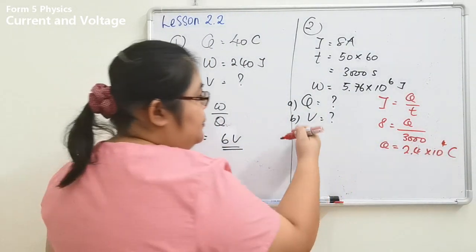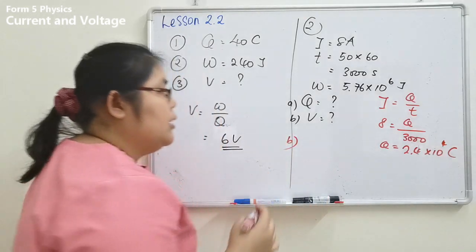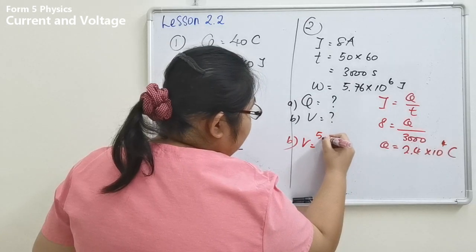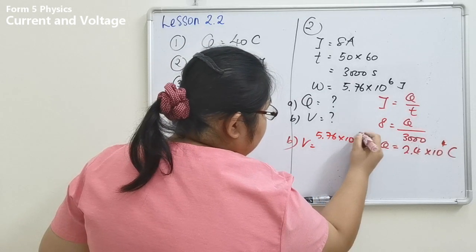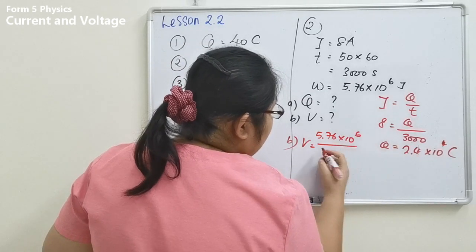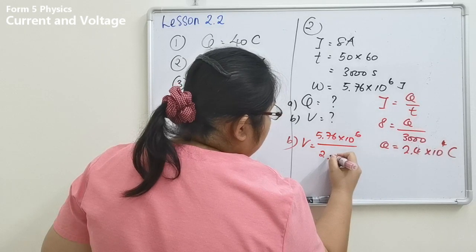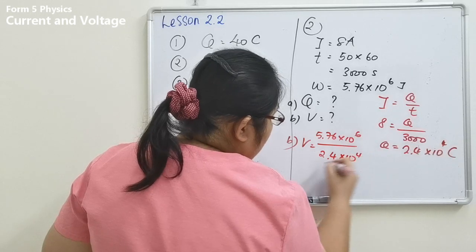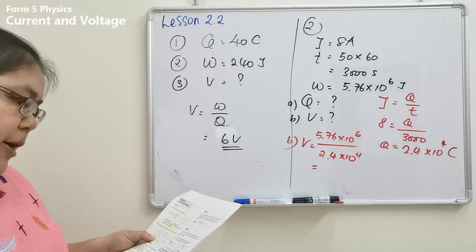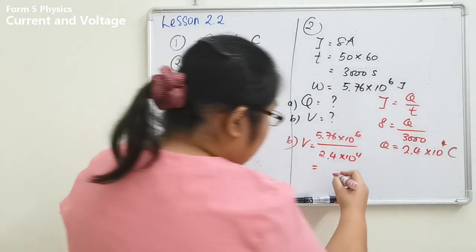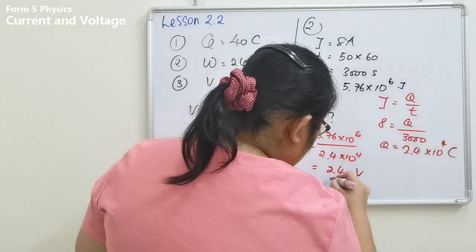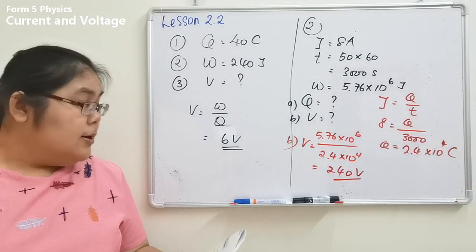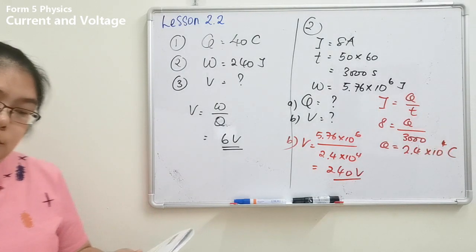Now I apply V. Okay, V equals W over Q, 5.76 times 10 to the power of 6 over 2.4 times 10 to the power of 4. Okay, so the final answer is 240. Okay, so this one is a two-step question to find the potential difference.